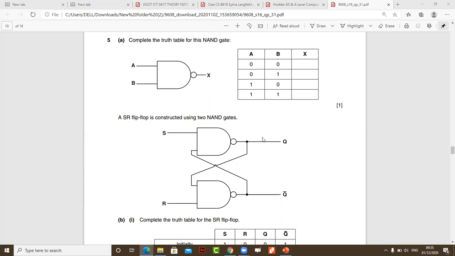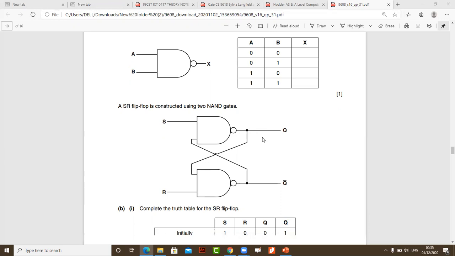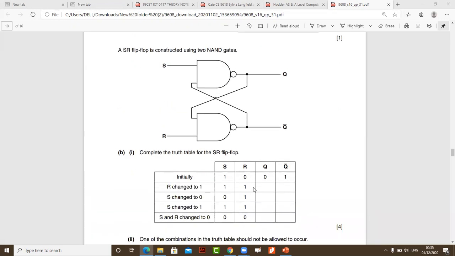SR flip flop is constructed using two NAND gates. Complete the truth table for SR flip flop. So initially अगर हम बनाते हैं, if we make S is 1, R is 0, and then obviously we get Q as 0 and Q inverse becomes 1.